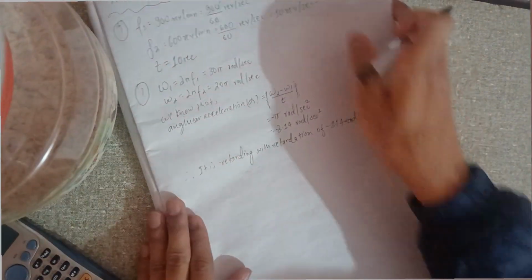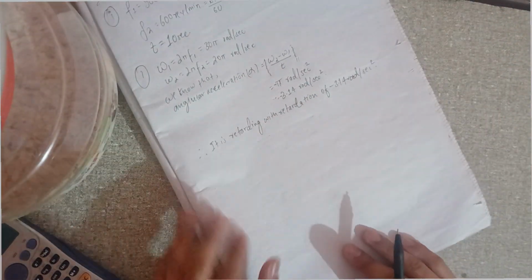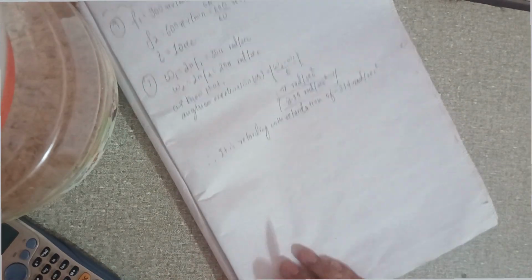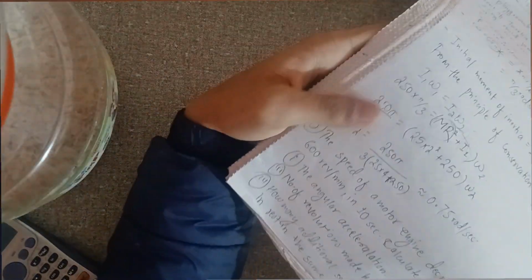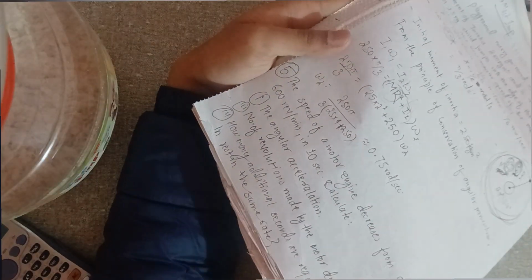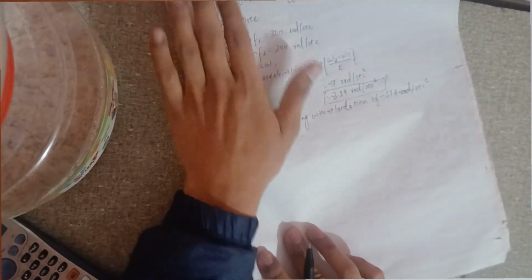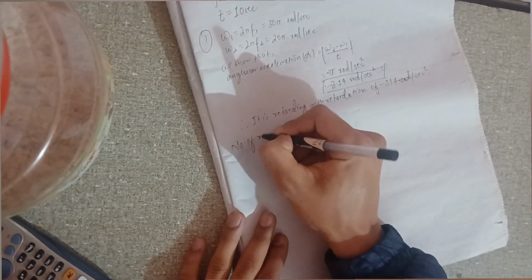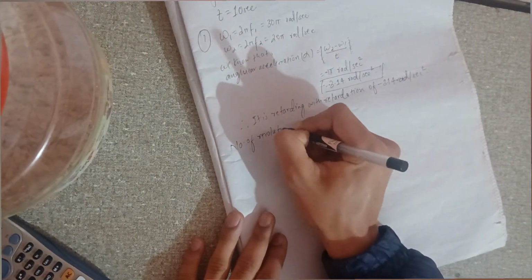So we know that it is retarding with a certain acceleration, which is the answer. This is the answer to the first question. Now let's look at the second question, which says the number of revolutions made by the motor during this interval. We need to find the number of revolutions.